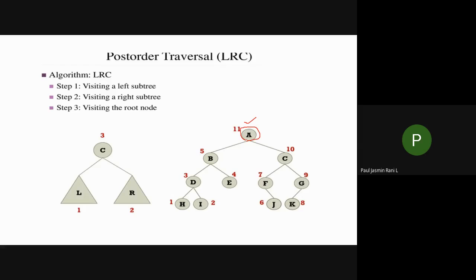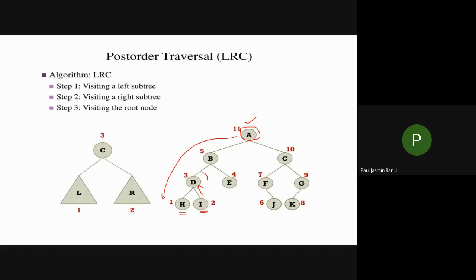at the last. It means that first you have to print H. You have to see your left subtree. While traveling to your left subtree, again you have to give preference to the left child first. So H is to be printed. Next, you have to print your right child. You should not move into the root node, the parent node. After printing your left child and right child only, you have to print your parent node.